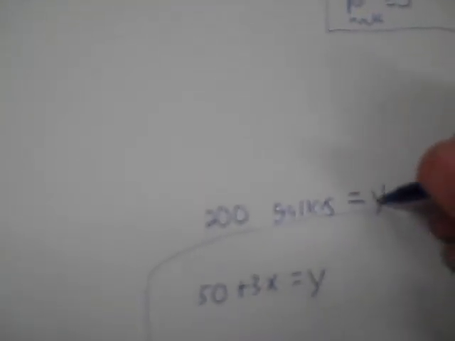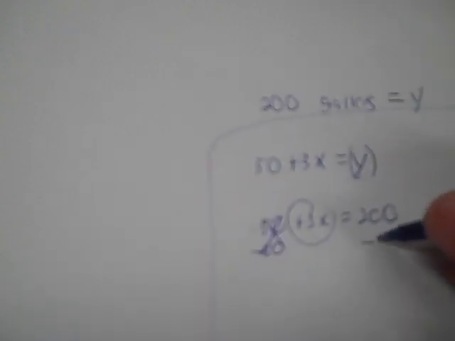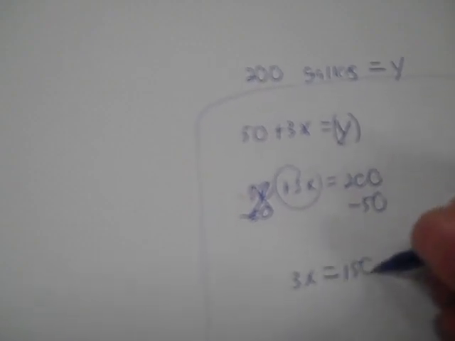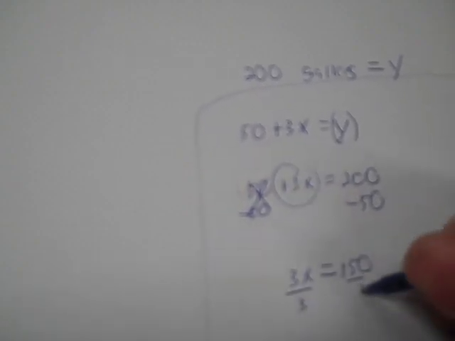So they're asking me about 200 gallons. How many minutes does it take to fill the 200 gallons? So gallons is y, so we replace y. So 50 plus 3x equals 200. So I have to solve for x. It's being multiplied by 3, but we have to unadd 50 first. 3x, that's 150. Divide by 3, and that's 50.